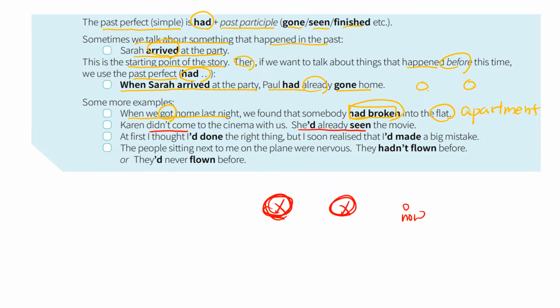At first I thought I'd done the right thing, but soon I realized that I'd made a big mistake. I thought I had done, realized I had made. The people sitting next to me on the plane were nervous. Had they flown before? They hadn't. They were nervous because they didn't have any experience. They hadn't flown before, or they'd never flown before.